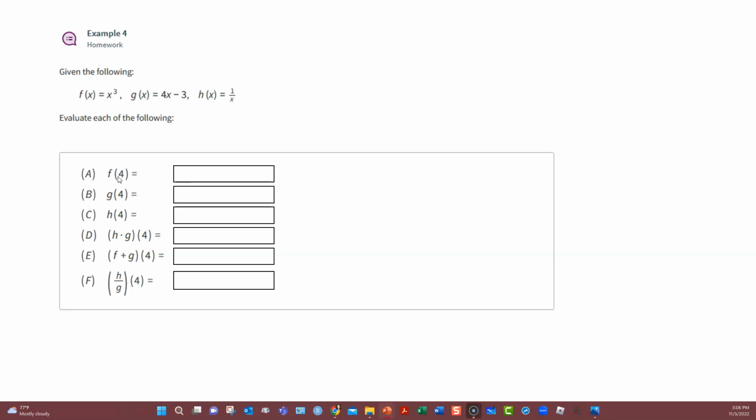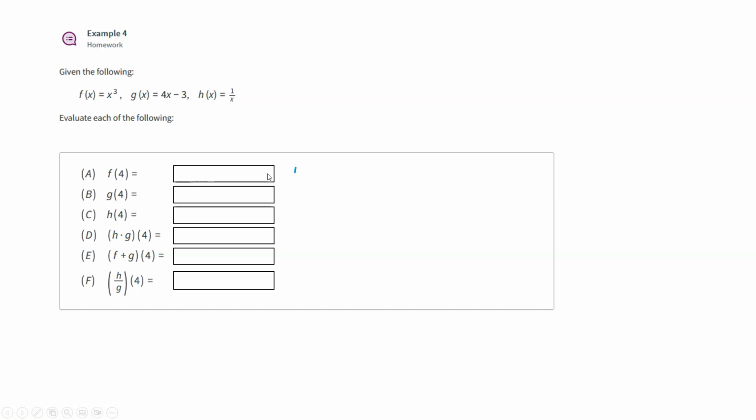So f of 4 means go to this, replace x with 4. That's going to be 4 to the third power, which is 64. G of 4 means you're going to go to the g of x function, replace the x with 4. You're going to have 4 times 4 minus 3, which is 13. H of 4, likewise, you're going to go to the h of x function, replace the x with 4. You're going to have 1/4, which is the same thing as 0.25.